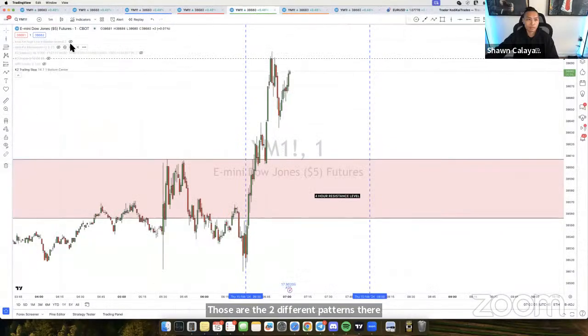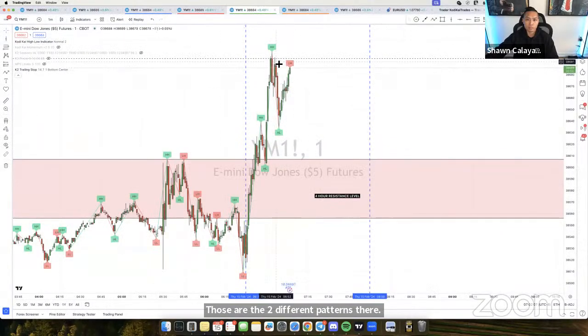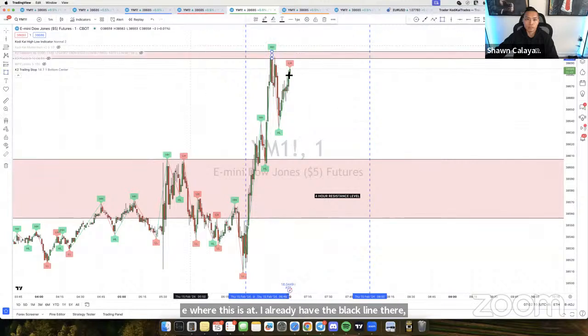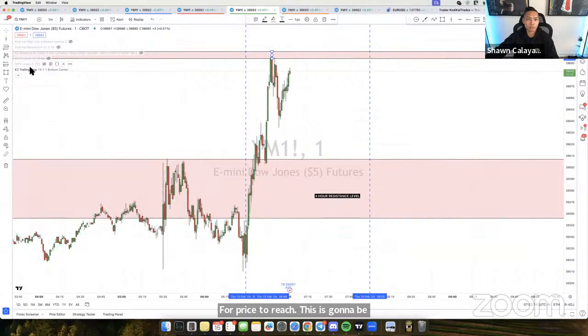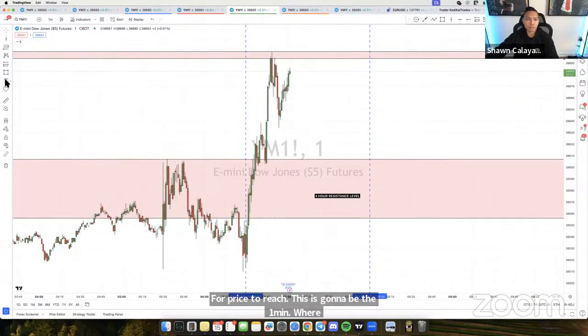Price is still climbing up right here, so let me see where this is at. I already have the black line there, so that's kind of what we're looking for price to reach. This is going to be the 1 minute resistance point.